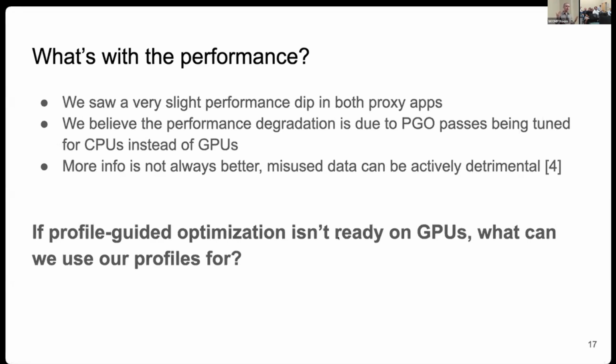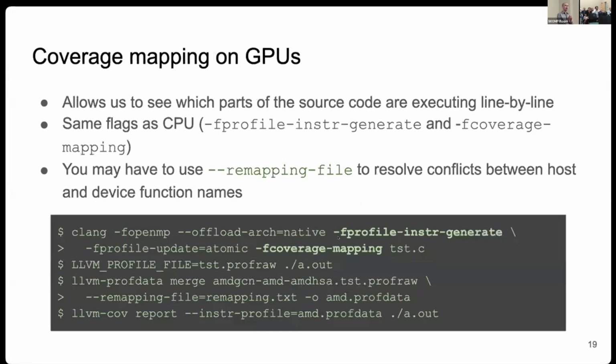So that leads to the question, if profile guided optimization isn't ready on GPUs, then what can we use our GPU profiles for? So we're still generating these files. What can we use them for? And that leads us to our first use case, which is coverage mapping. Coverage mapping does work on GPU targets, and you'll see an example of this in the next slide.